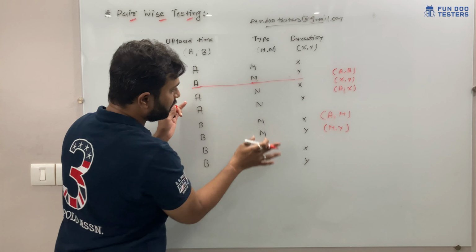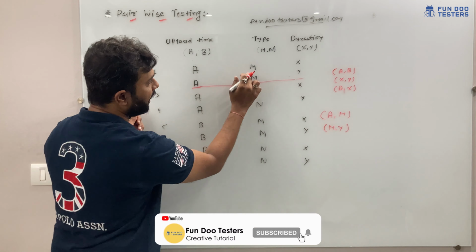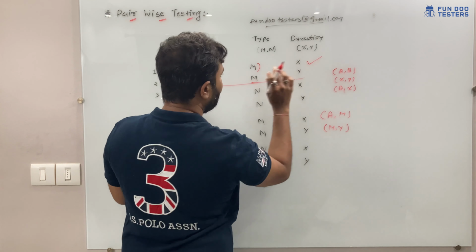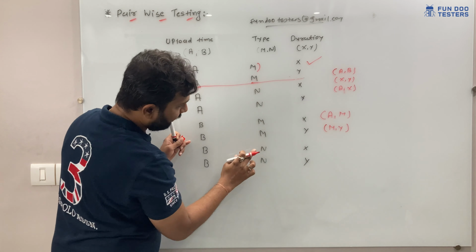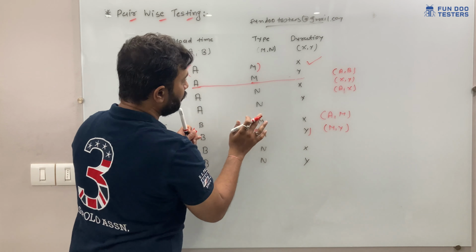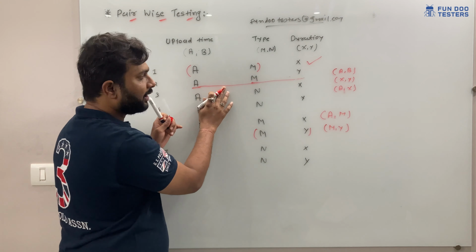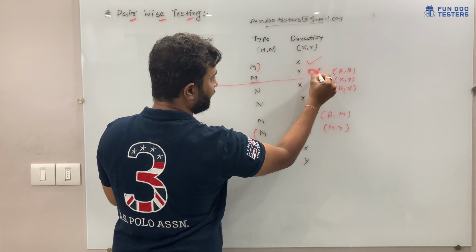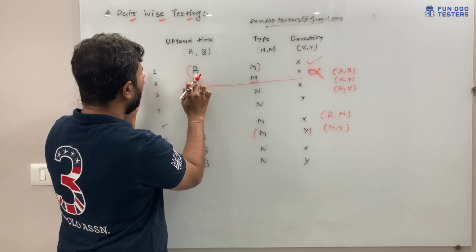Now we have to check where we can apply these 2 pairs. Here A and M, which means one pair is in test case 1, and the other pair is M and Y. So where is M and Y? We can see one pair is here. So as per pairwise testing, we can discard this test. We are going to remove this test because we are going to cover these pairs with test case 1 and test case Y.